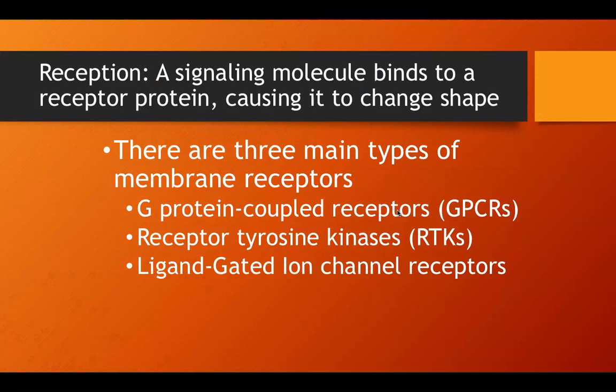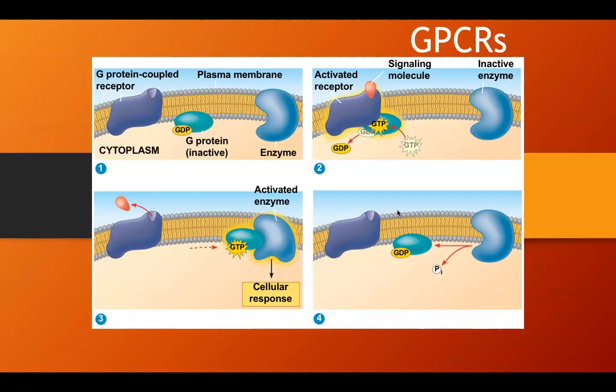And when we're talking about membrane receptors, there are three main types. You have your G protein coupled receptors, which are your GPCRs, and your RTKs, which are receptor tyrosine kinases. And the simplest one would be your ligand-gated ion channel receptors. Now, GPCRs are the most common, so that's the one we spend the most time on. But let's just look at a simple GPCR diagram.